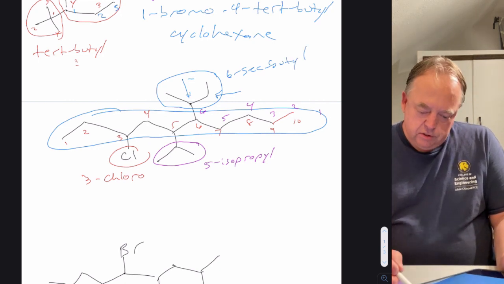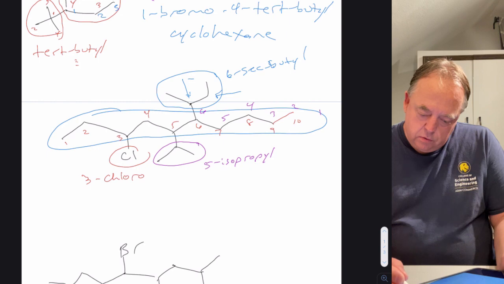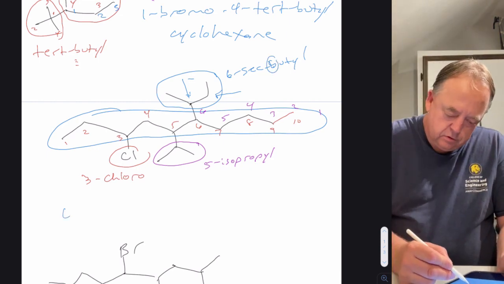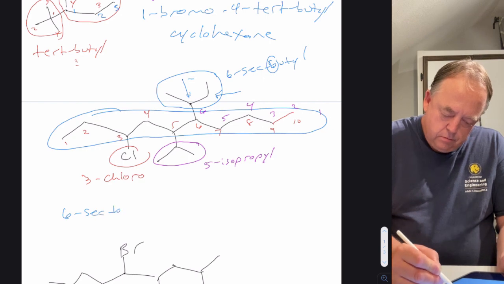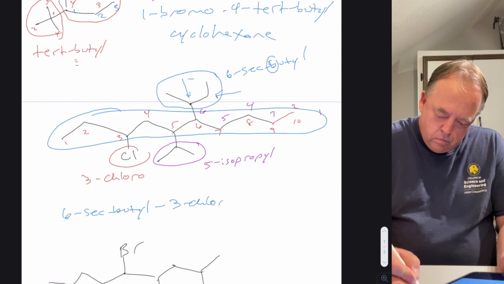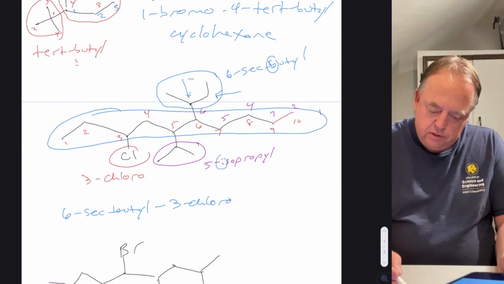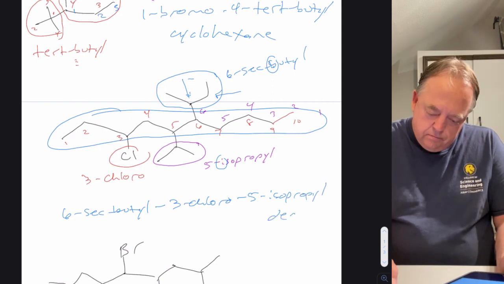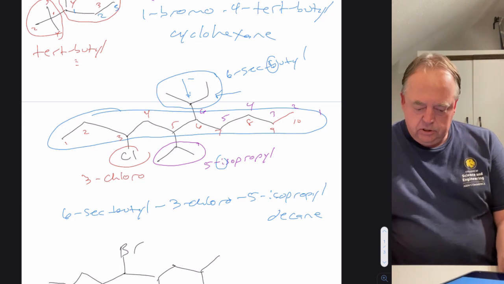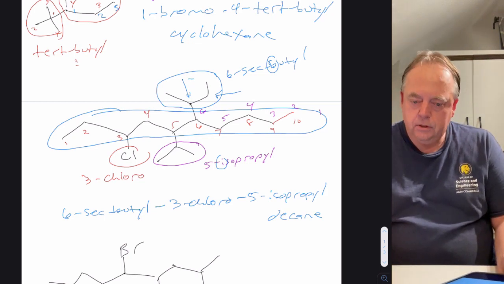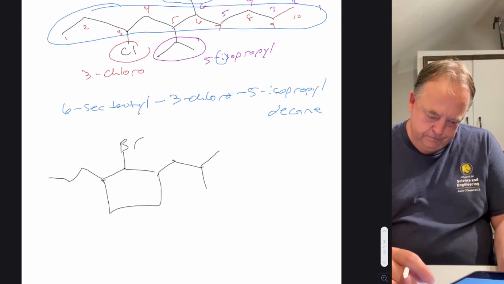Okay, so which comes first in the name? So if you remember, we alphabetize sec-butyl based on the B, so it's going to come first. So 6-sec-butyl, and then chloro and isopropyl we alphabetize based on the I, and then 10 carbons would be decane. So 6-sec-butyl, 3 chloro, 5 isopropyl, decane would be that molecule.